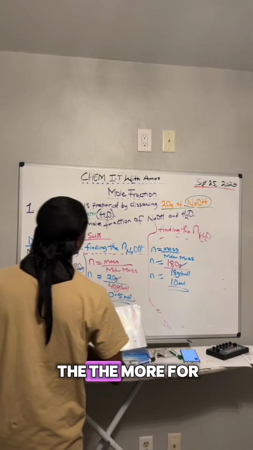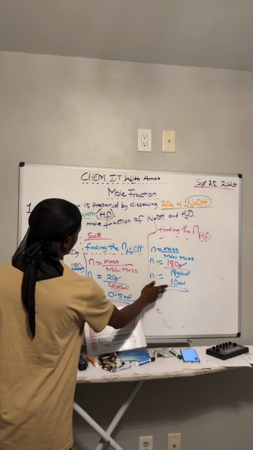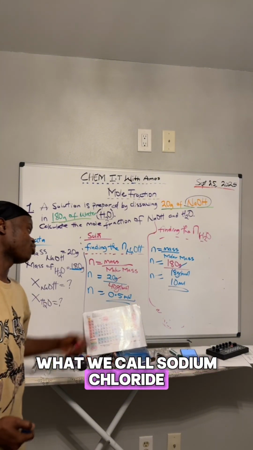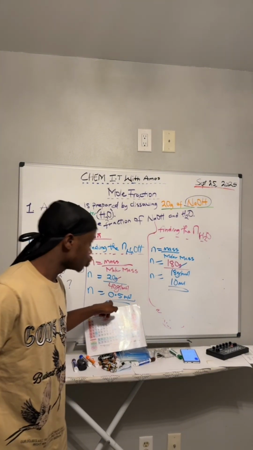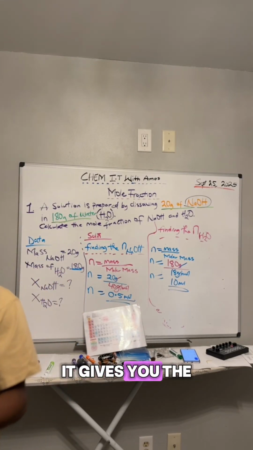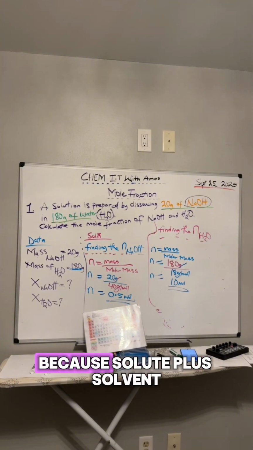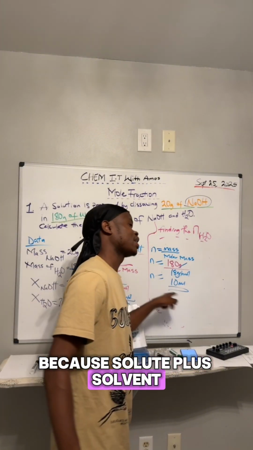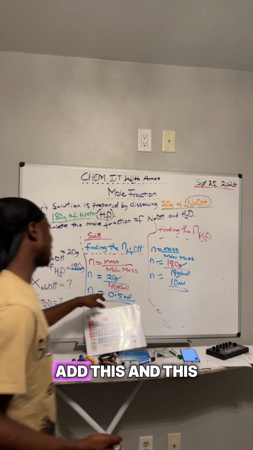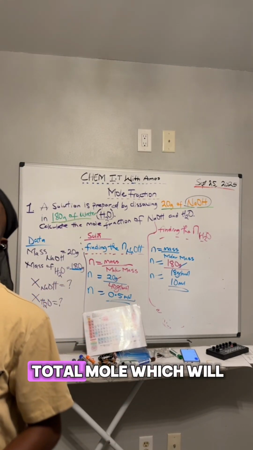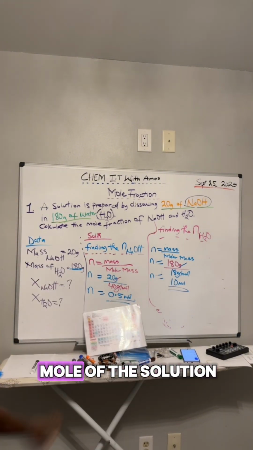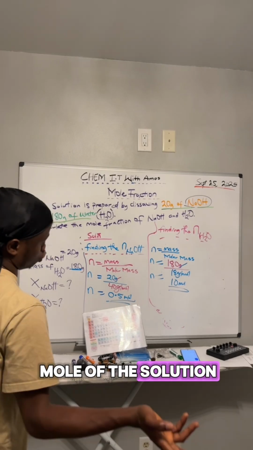So this becomes the mole for water, and this is the mole for sodium hydroxide. This is the mole of the solute, and this is the mole of the solvent. If you add this to this, it gives you the mole of the solution, because solute plus solvent gives a solution. So if you add this and this, it gives the total mole, which will be 10.5. It becomes the total mole of the solution. Okay.